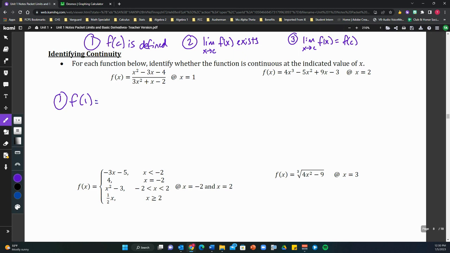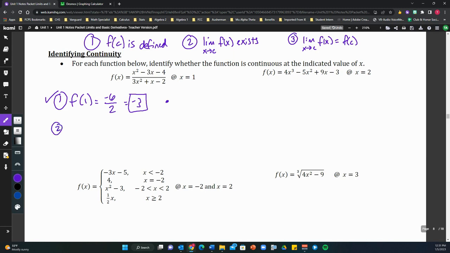So let's test it. If I plug 1 into the numerator, I get 1 minus 3 minus 4, so negative 6. 1 into the denominator gives me 3 plus 1 minus 2, or 2. So we do get a finite value, negative 3. So that means the first condition passes. This function has a point at x equals 1, and the y-coordinate is at negative 3.